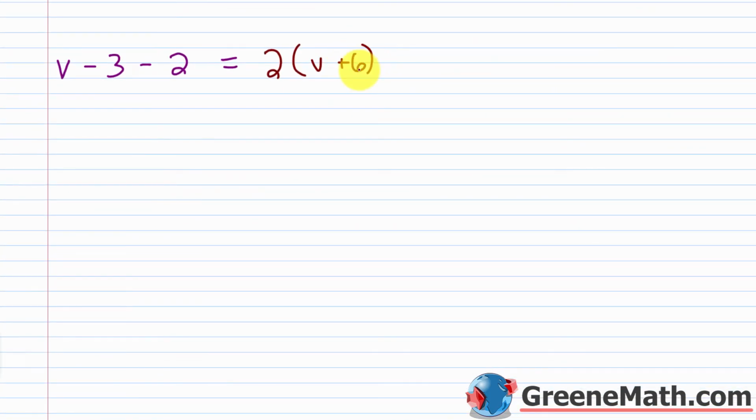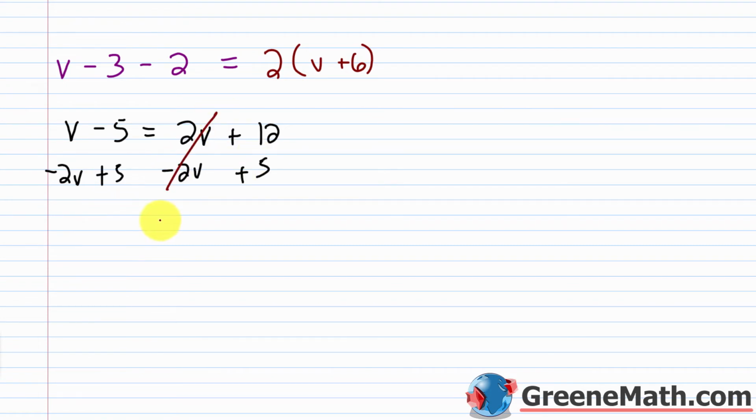Okay, so let's simplify each side and go ahead and solve. So negative 3 minus 2 is minus 5. So v minus 5 is equal to 2 times v is 2v, and then 2 times 6 is 12. If I subtract 2v away from each side of the equation and add 5 to both sides of the equation, what is that going to give me? This is going to cancel, and this is going to cancel. On the left side, I'm going to have negative v. On the right side, I'm going to have 17. So the opposite of v is 17. That means v is negative 17, right? I can show that by multiplying both sides by negative 1 or dividing both sides by negative 1, whatever you want to do. That gives me v is equal to negative 17.